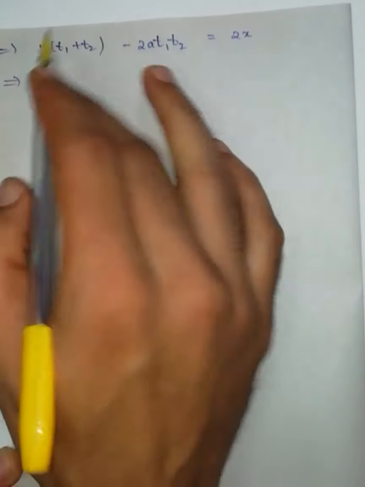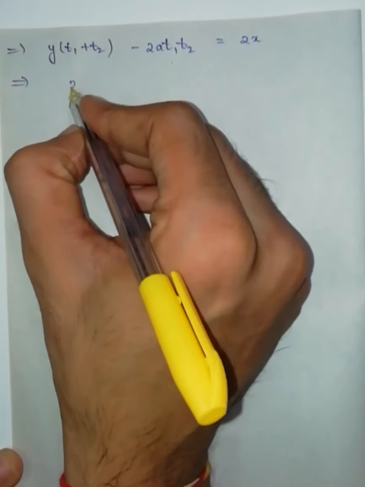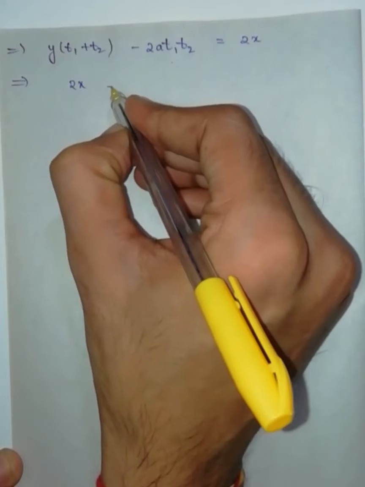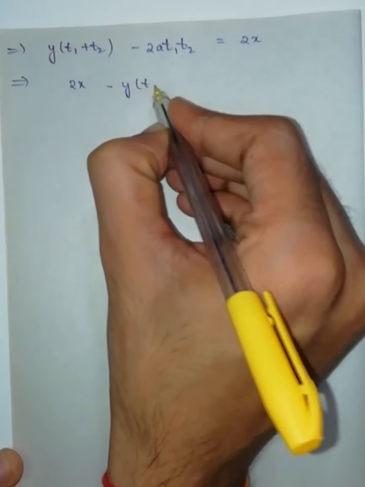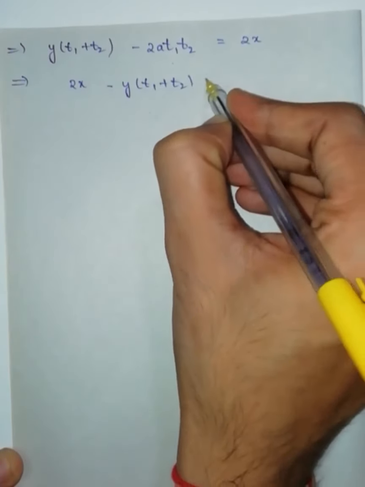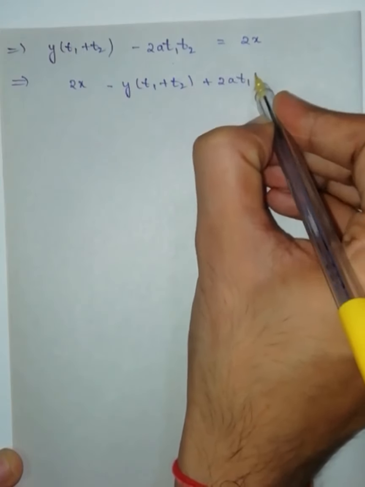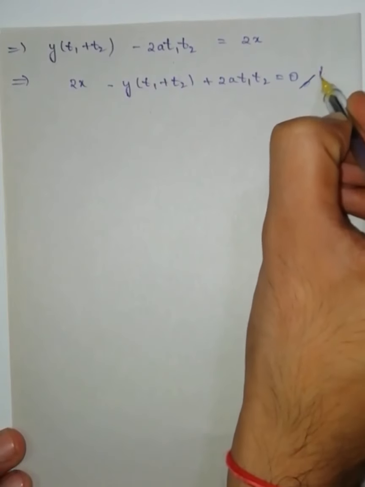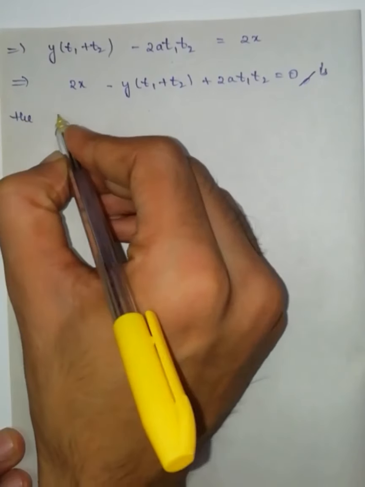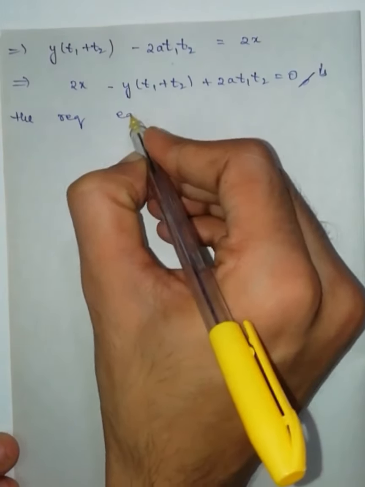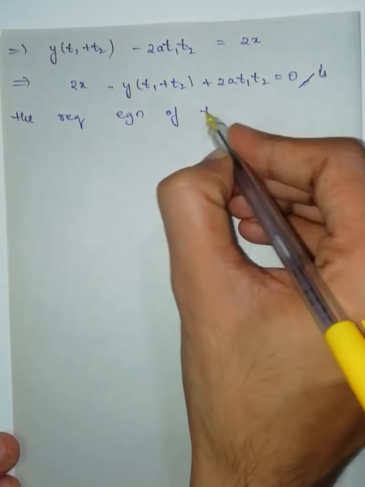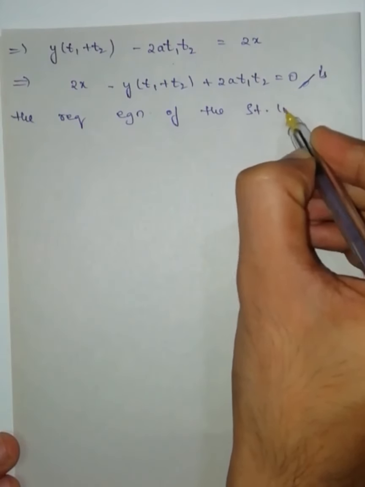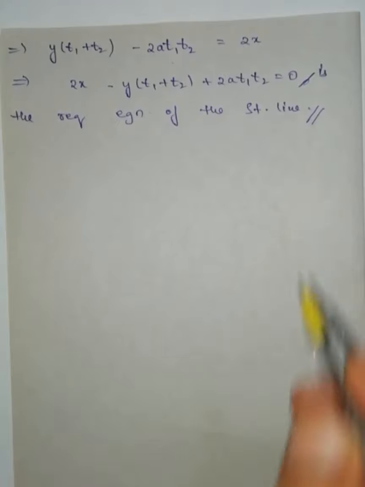Now take all terms to one side, we will get 2x minus y into t1 plus t2 plus 2a t1 t2 is equal to 0, which is the required equation of the straight line.